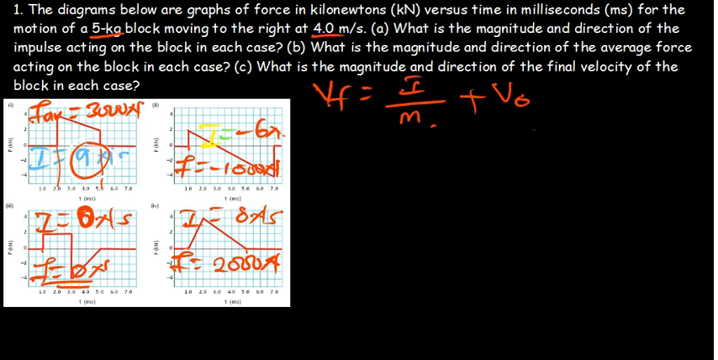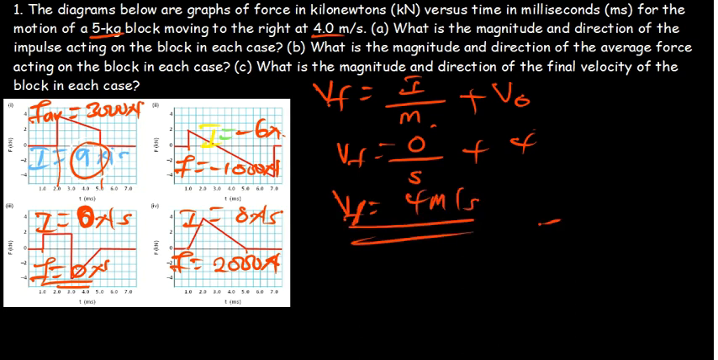So final velocity is 0 divided by the mass, plus 4. So this is going to give us 0, so the answer is 4. So the final velocity is 4 meters per second. Yes. Now let's go to the last one where the impulse was 8.